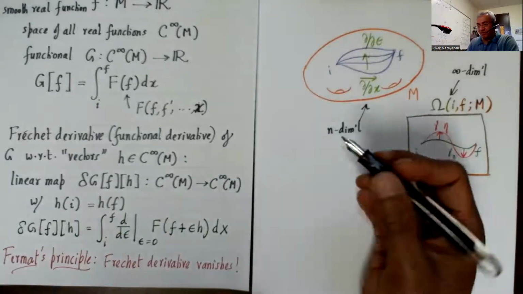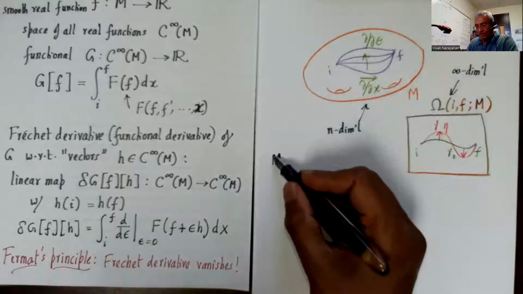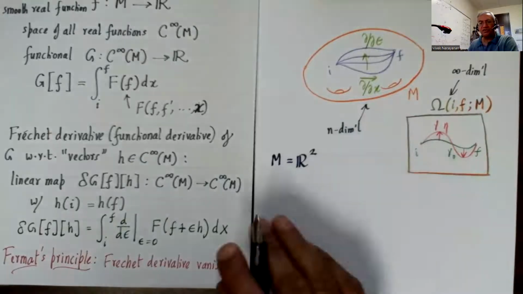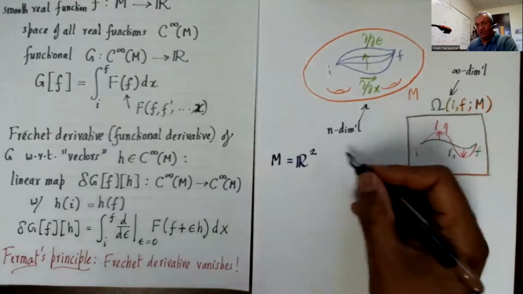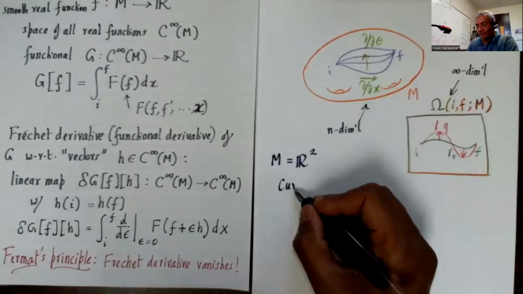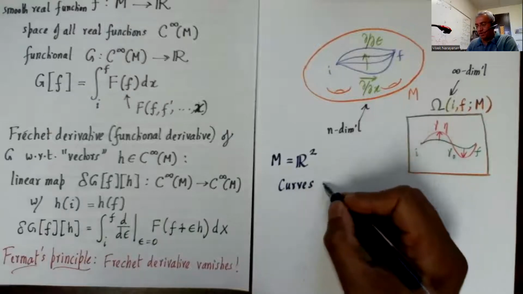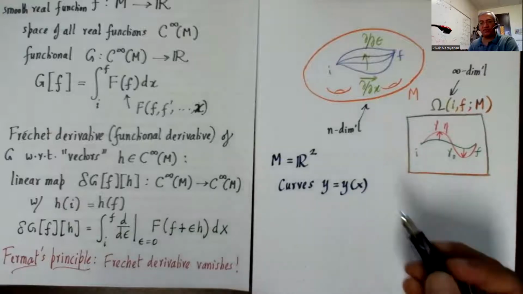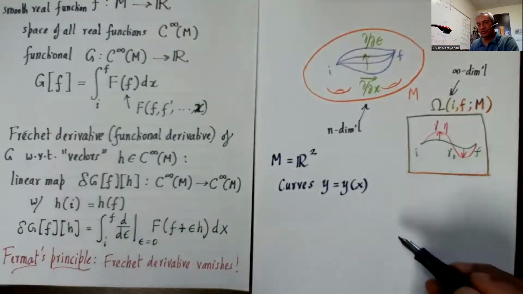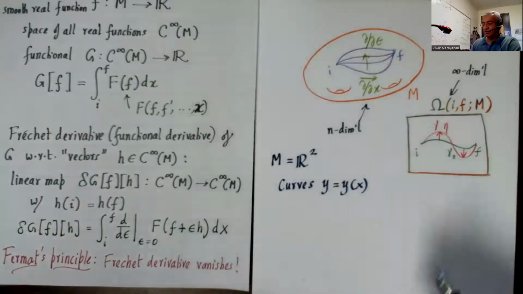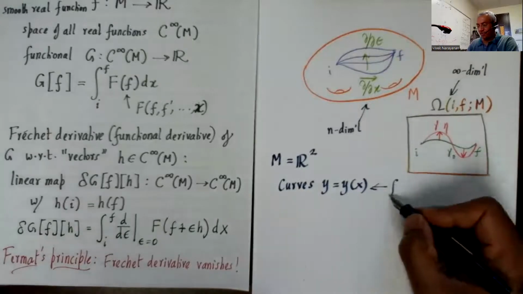So for simplicity, we'll take the manifold to simply be R2. The simplest setting. We can easily generalize later. And then the curves gamma will then be y equals y simply as a function of x. This is just a graph. If M is R2, you have the y-axis and the x-axis. It's just going to be some curve you're looking at. So that's going to be the functions f.